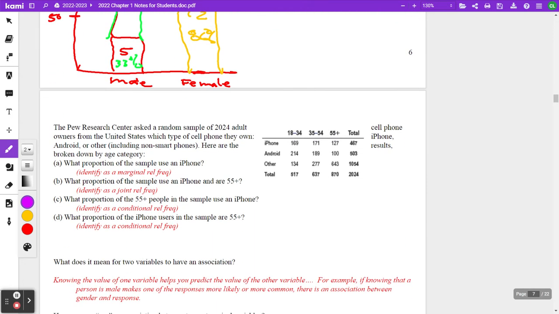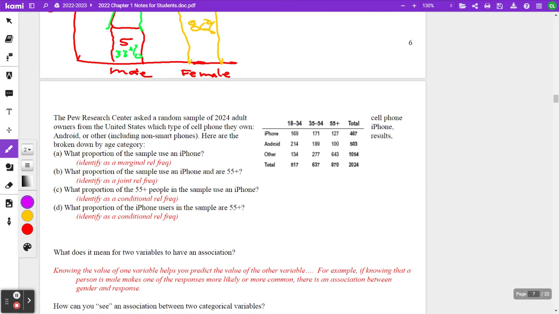So just remember that we've just got to decide if we're dealing with marginal, conditional, or relative joint frequency, whatever frequency they're dealing with. So if we're looking at, let's just do this one here. What proportion of the sample use iPhones? We're looking at a marginal relative frequency. iPhones, go over to iPhones, 467. So it's 467 out of 2024. And you could turn that into a percentage if you needed to.